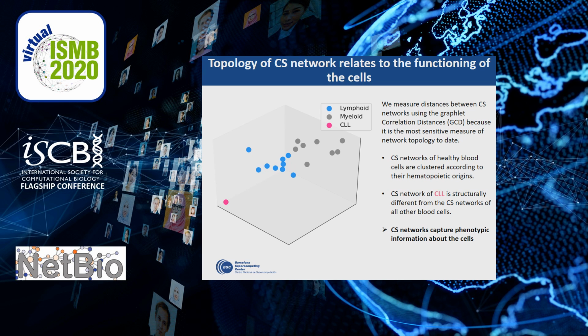So what we did is we measured the distance between any two chromatin structure networks using the graphlet correlation distance, and we used those pairwise distances to plot the networks in 3D space. And as you can see, all the chromatin structure networks corresponding to lymphoid cells are grouped together. All the chromatin structure networks corresponding to myeloid cells are grouped together. And interestingly, the chromatin structure network of leukemia cells appears as a kind of outlier, very far away from all the other blood cell types. So what we see here is that the wiring patterns of the chromatin structure network capture the phenotypic information about the cells.